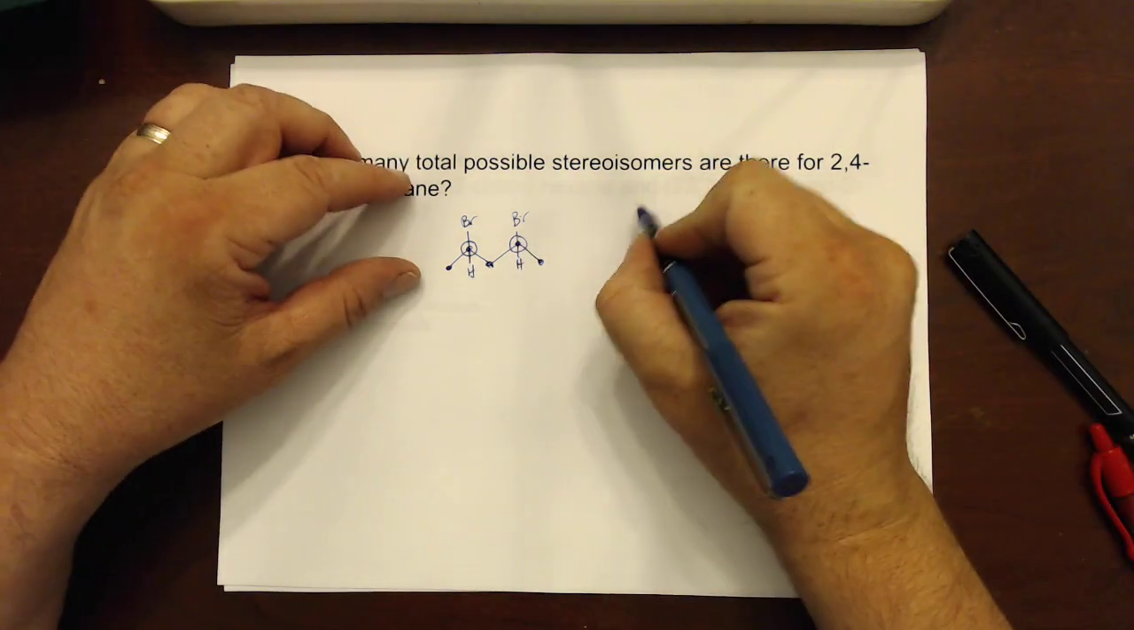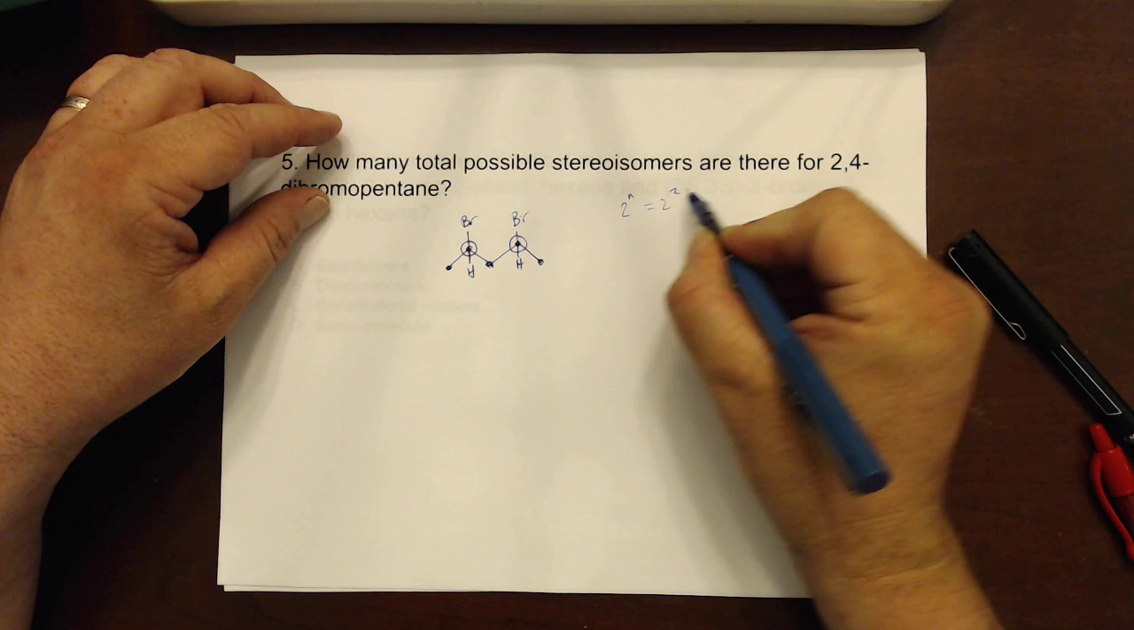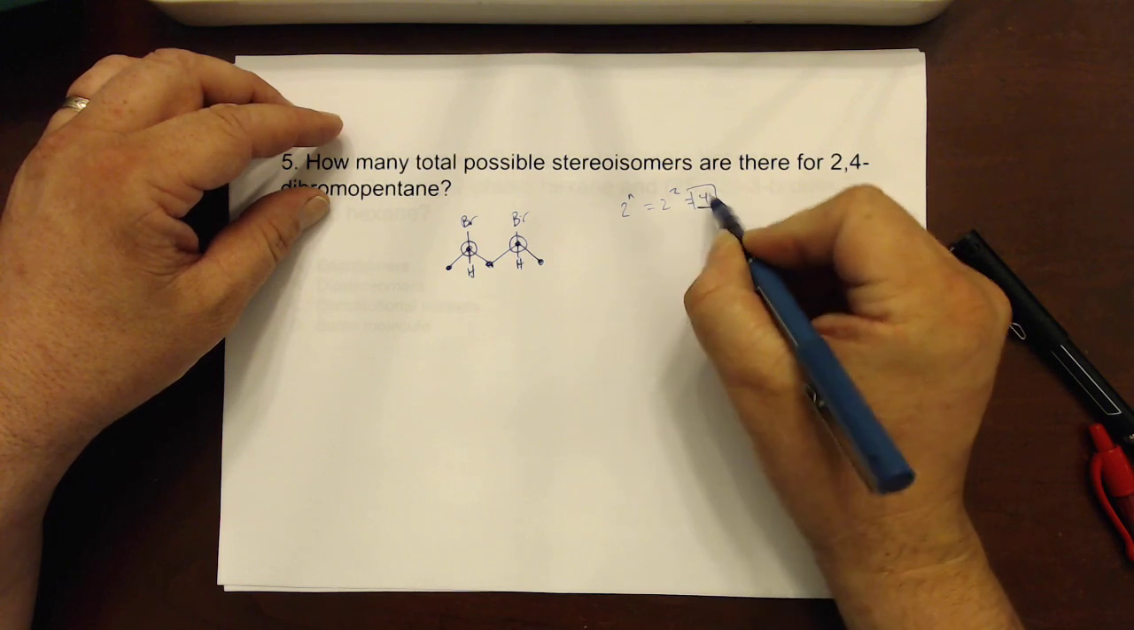And you say, oh, well, it's 2 to the n, right? So it would be 2 to the 2. So it would be 4. That's not right.